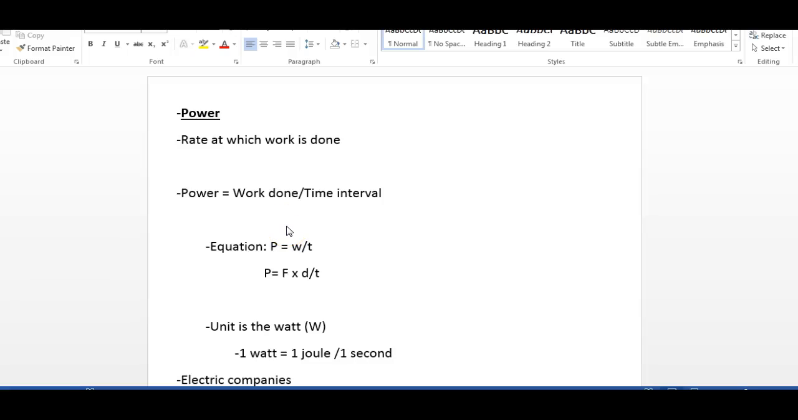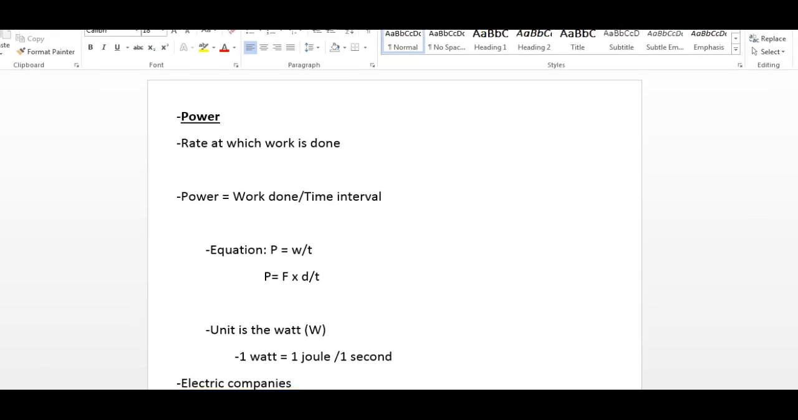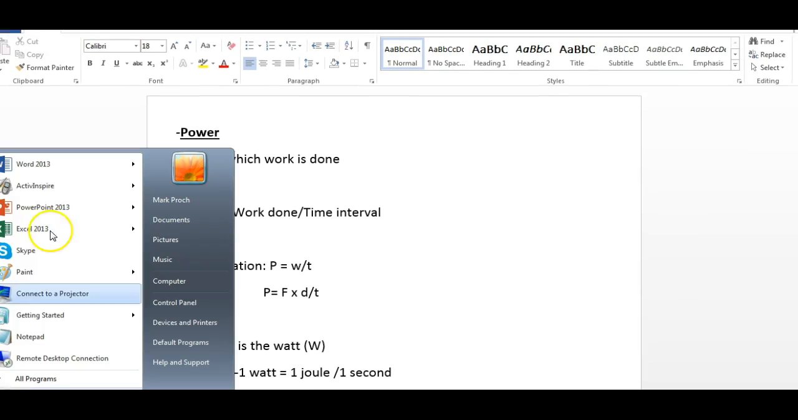So these are going to be our final notes on work and power and energy. Just take your time doing these, and let's get started with this.